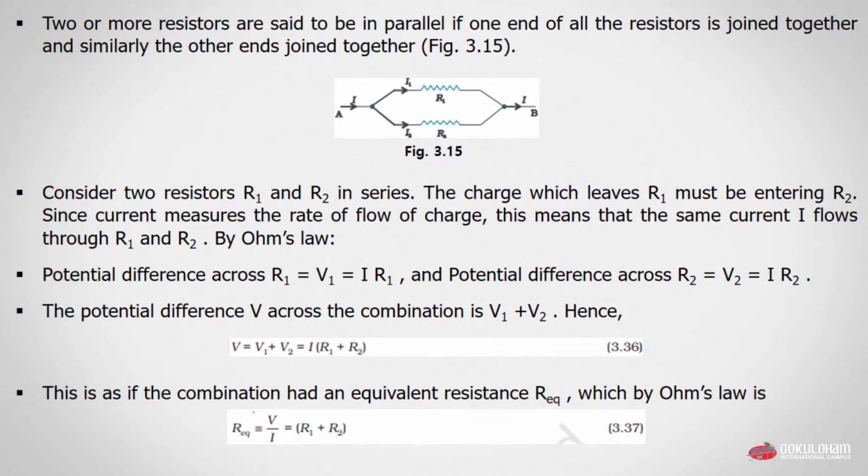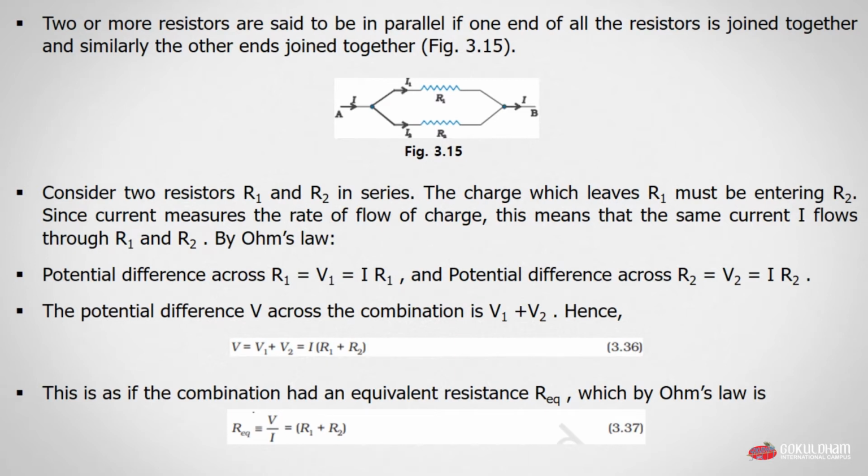Means we can say that resistors are combined in parallel if we connect the endpoint of one resistor with the endpoint of another resistor. As you can see in figure 3.15, both the endpoints of both the resistors are connected with each other. Means one endpoint of resistor 1 is connected to resistor 2, and the other endpoint of resistor 1 is also connected to resistor 2. Means when both the endpoints of both resistors are connected to each other, it is said that two or more resistors are combined in parallel.